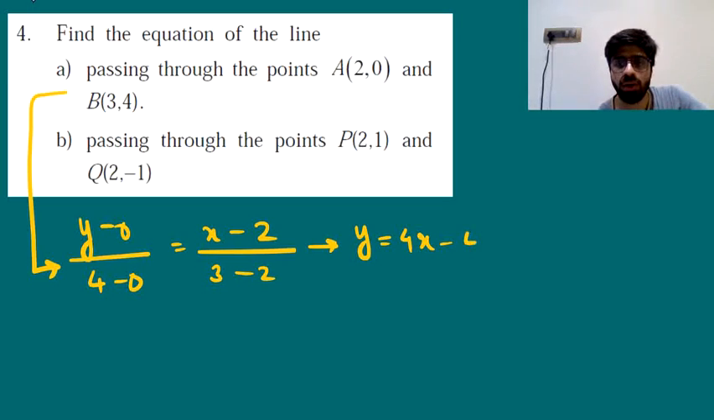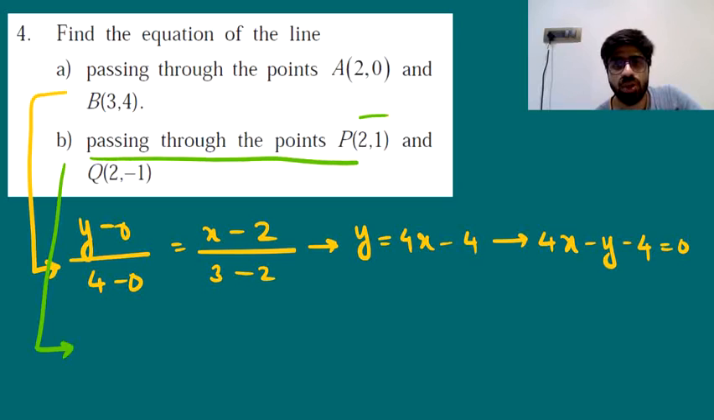You can take that 4 on the right and say that this is 4x minus 4. And if you want to write all the terms on just one side, you can say that the equation of this line is 4x minus y minus 4 equal to 0. Okay, that's how we are answering question number A. Similarly, you can try answering question number B, passing through the points 2 comma 1 and 2 comma minus 1.